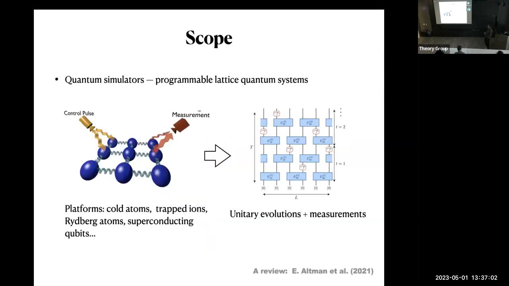Today's scope is a little bit different from traditional condensed matter, where you study materials and Hamiltonians and so on. In recent days, quantum simulators, which are programmable lattice quantum systems, are more and more popular, and they have more degrees of freedom we can manipulate. The platform can be cold atoms, trapped ions, Rydberg atom arrays, or superconducting qubits. Basically, you can think of an array of quantum qubits, where by either shining light or other kinds of manipulations, you can do unitary gates across a few qubits, and then read out their states by measuring them. So essentially, we're not thinking about the Hamiltonian, but about states going through some unitary transformation and doing some measurement, either randomly or by design. That's the scheme we want to consider.